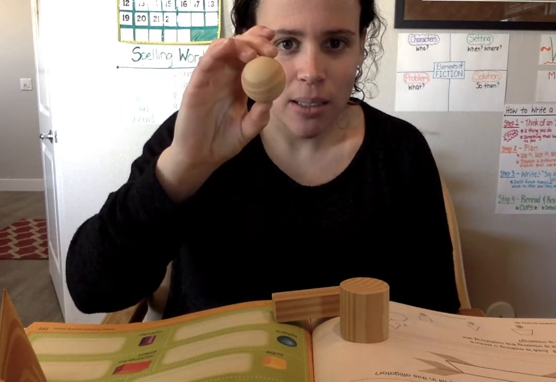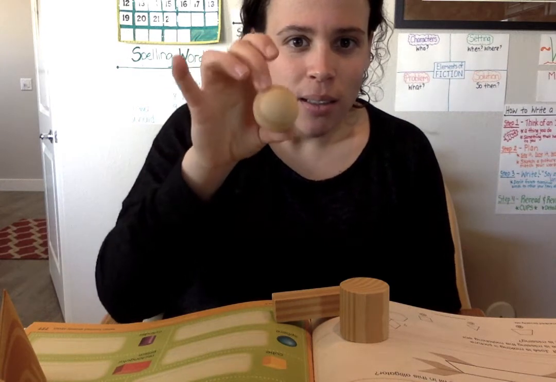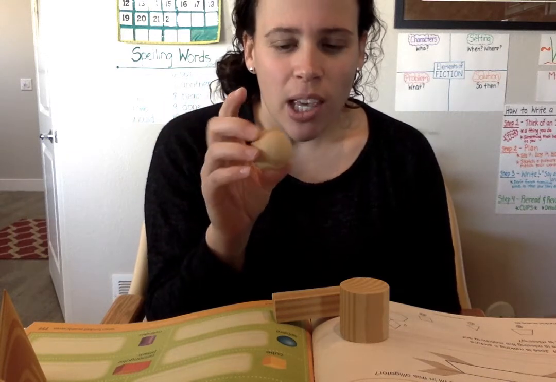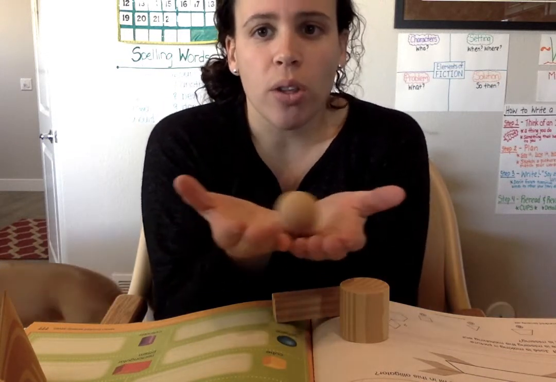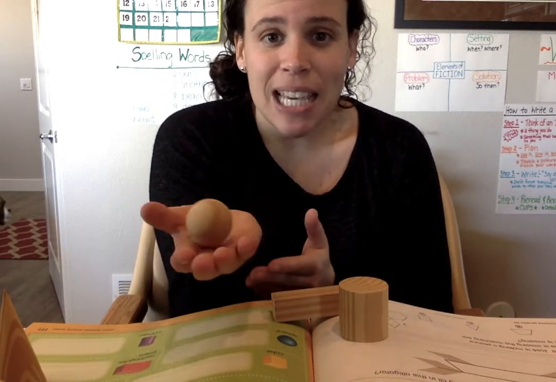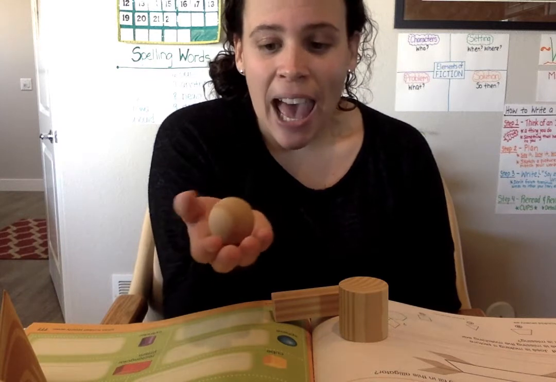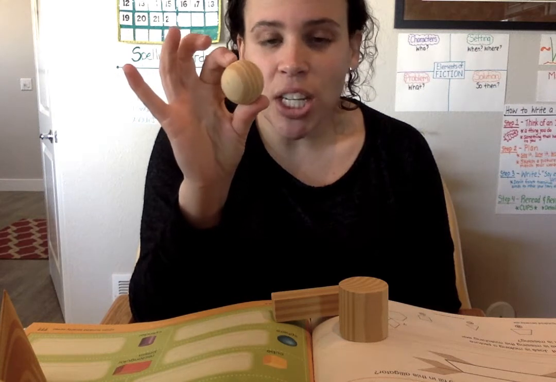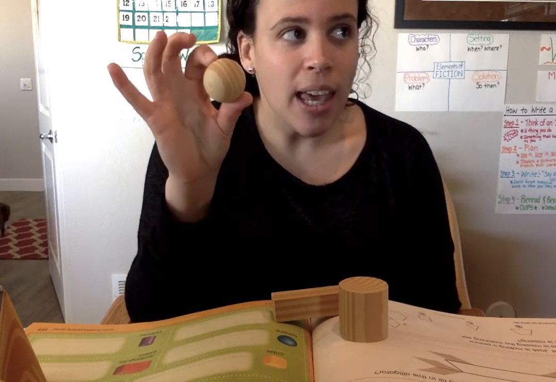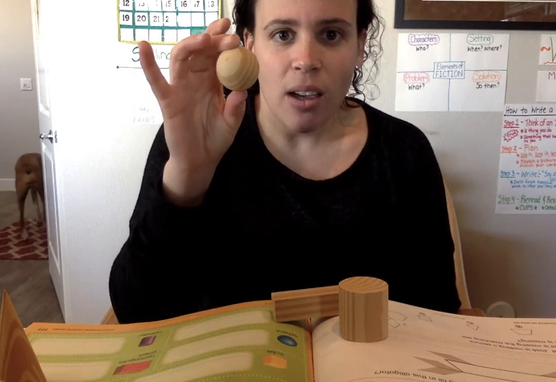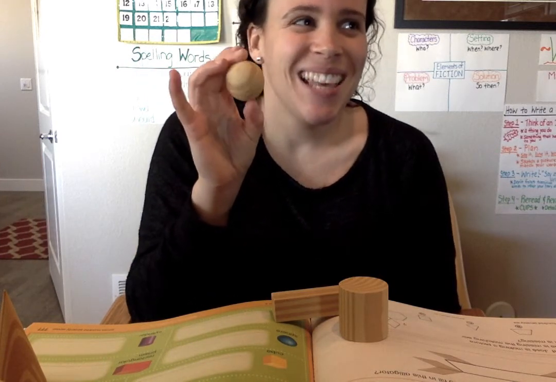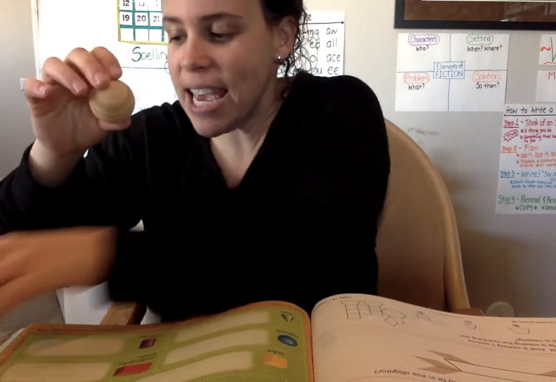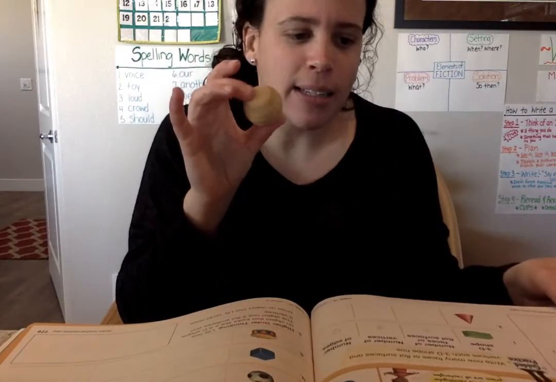What is this? Looks like a ball. It is called a sphere. Everyone say sphere. Okay, and a sphere rolls. Does it have any flat surfaces? 0. Does it have any vertices? 0. Does it have any edges? Nope. Okay, therefore, it has 0 of everything. Go in your house and see if you can find a sphere. This will probably be the easiest to find. Okay?